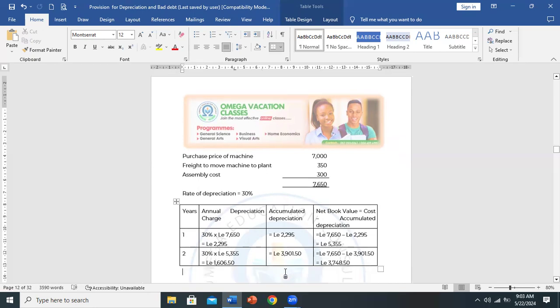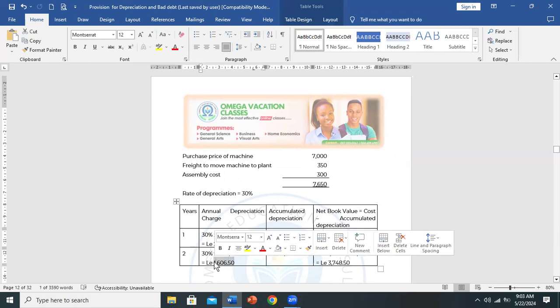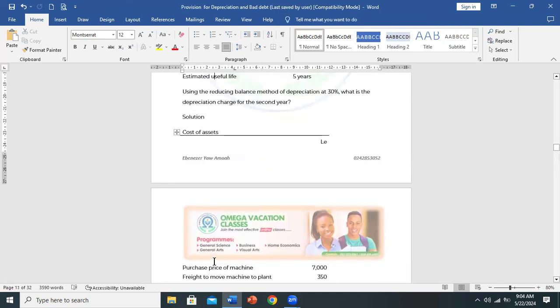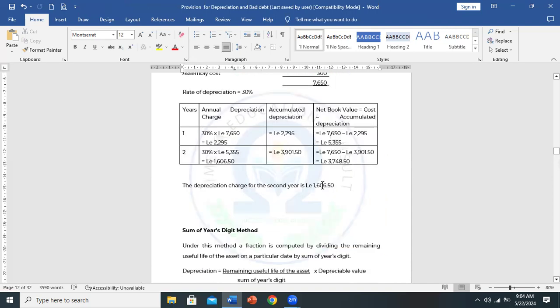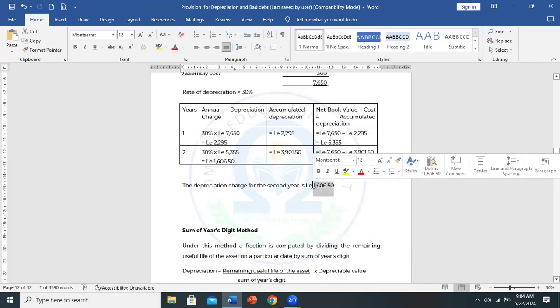Okay, and I think we would arrive at a depreciation of 1,606.50. And I think the question was saying that we should calculate the depreciation for the second year, right? So the depreciation for the second year is 1,606.50.